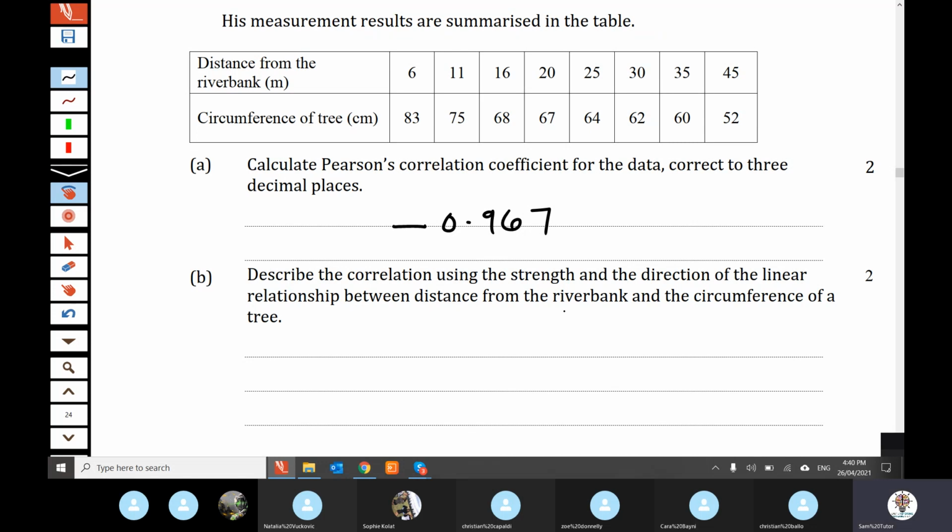So at this school, they would have accepted you saying strong negative correlation as long as it's mentioned between distance from the riverbank and the circumference of a tree. If you didn't, you don't get the second mark. If you just said strong negative, no second mark.